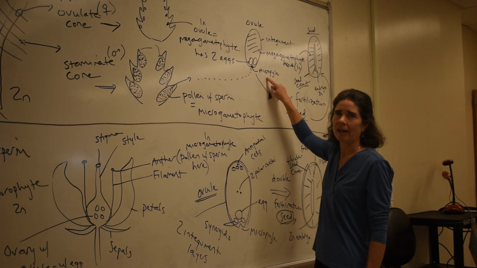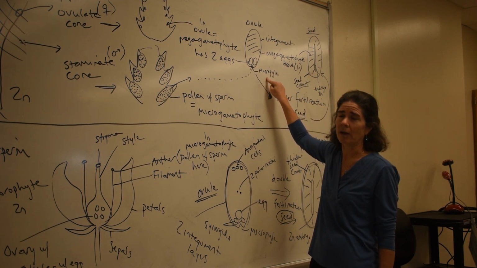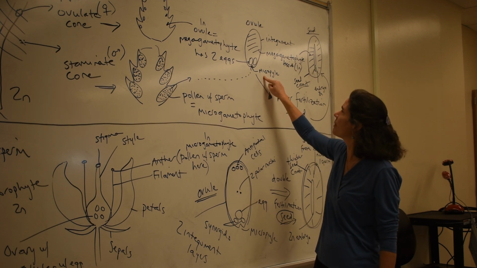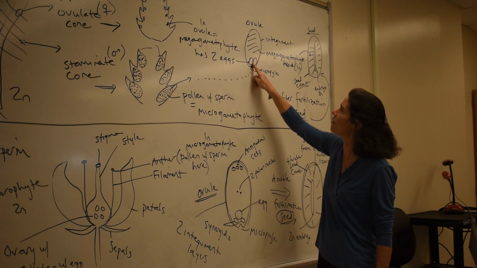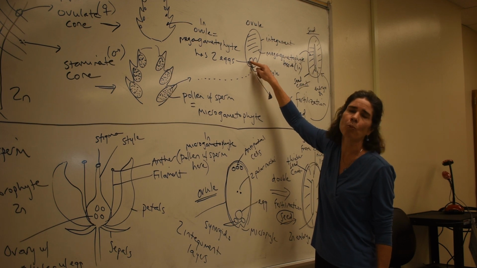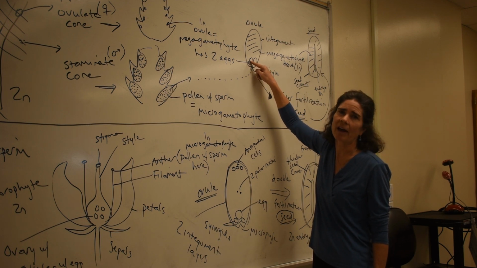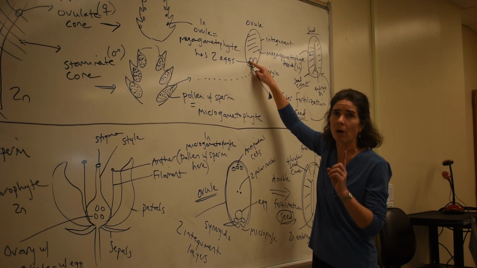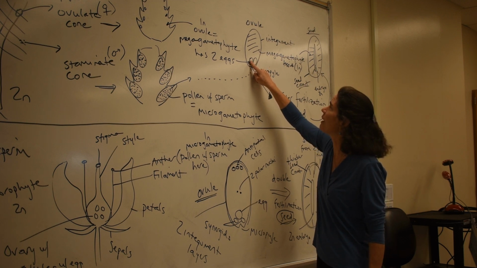I'm sorry, you're going to have to see all my really messy handwriting and scribbles. But the micropyle is where a sperm would enter, and it would only fertilize 1. So the gymnosperm does not have double fertilization, it just has 1, and it's just going to fertilize an egg.